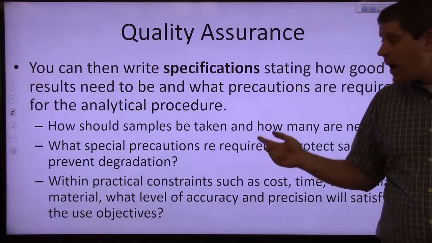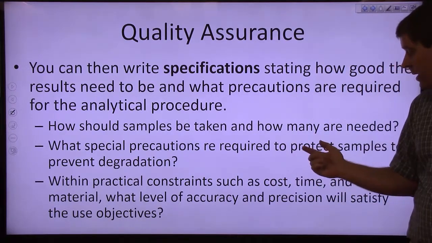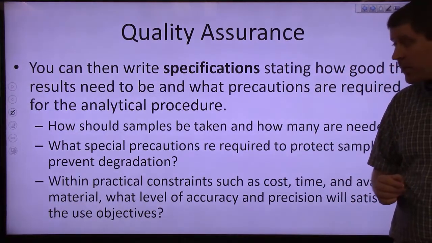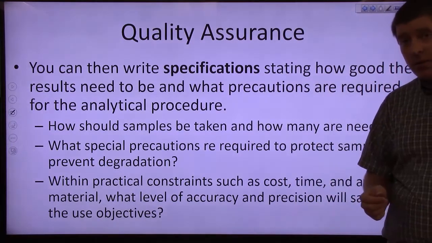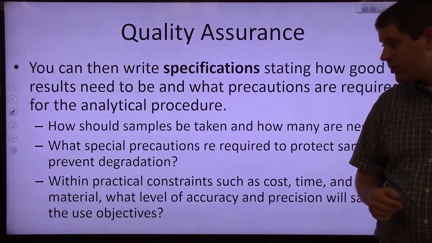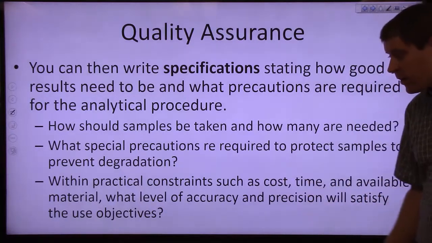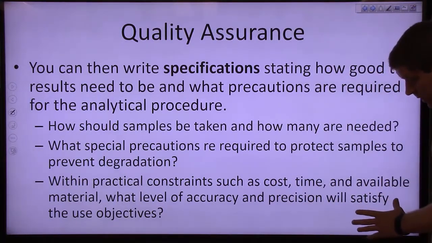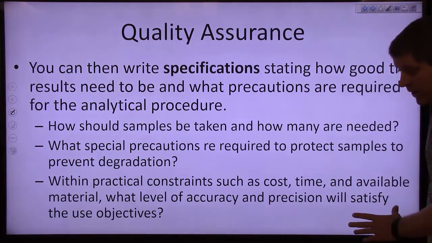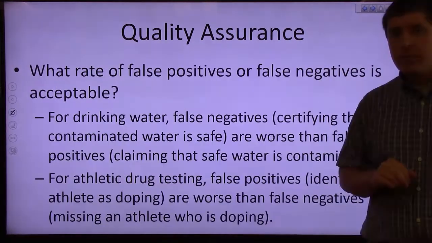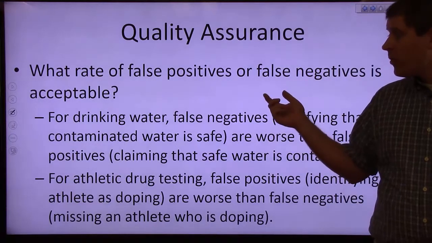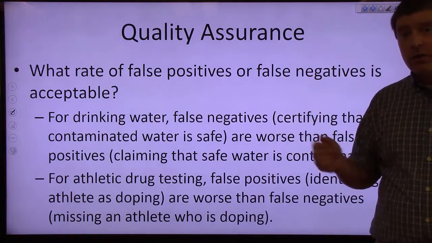For example, how should samples be taken and how many are needed? What special precautions are required to protect the samples to prevent degradation before you perform your analysis? And then within practical constraints, such as cost, time, and available material, what level of accuracy and precision will satisfy the use objectives? You also need to know what rate of false positives or false negatives is acceptable.